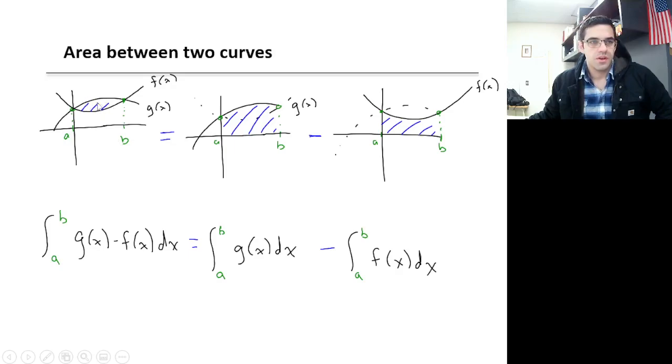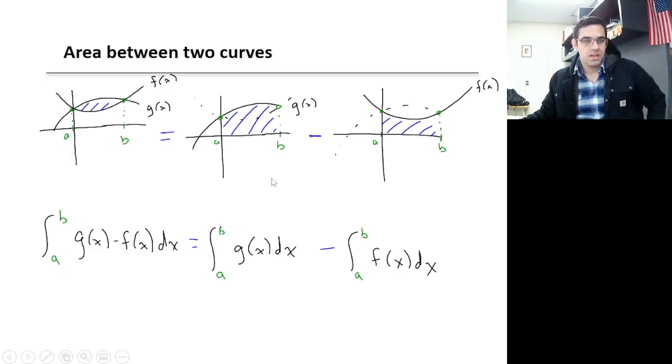So consider f of x and g of x intersect at points A and B, and they overlap in between. If we want to find the area between these two curves, we can find the area underneath the curve of g of x, because g of x is the top function. So the area under the curve of g of x from A to B, and then we subtract the area under the curve of f of x from A to B. So g of x minus f of x gives us this area in between the two curves.